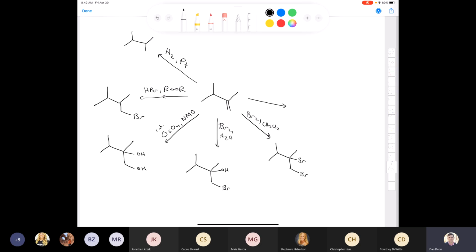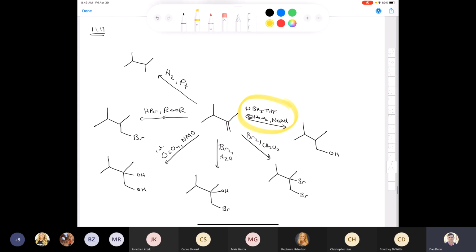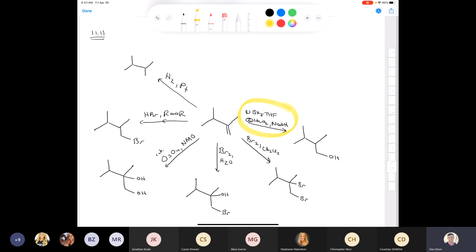What if we want to do an anti-Markovnikov addition of water across the double bond? Well, I feel like we've talked about this a lot. Borane and THF followed by H2O2, hydrogen peroxide, and sodium hydroxide. Now, look, this is the type of mechanism that we looked at. Okay, now I probably won't ask you questions specifically about that mechanism, but this would be a perfect example of a mechanism that is within your grasp.